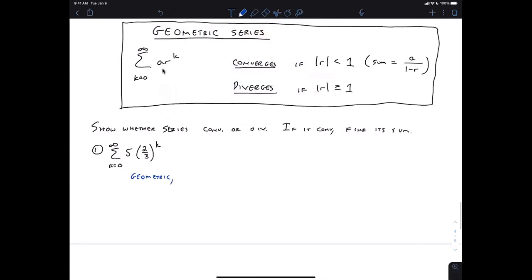What about the geometric series determines whether it converges? The value of A, the value of R, the value of K, both or all three or neither, or what? What determines whether or not it converges?